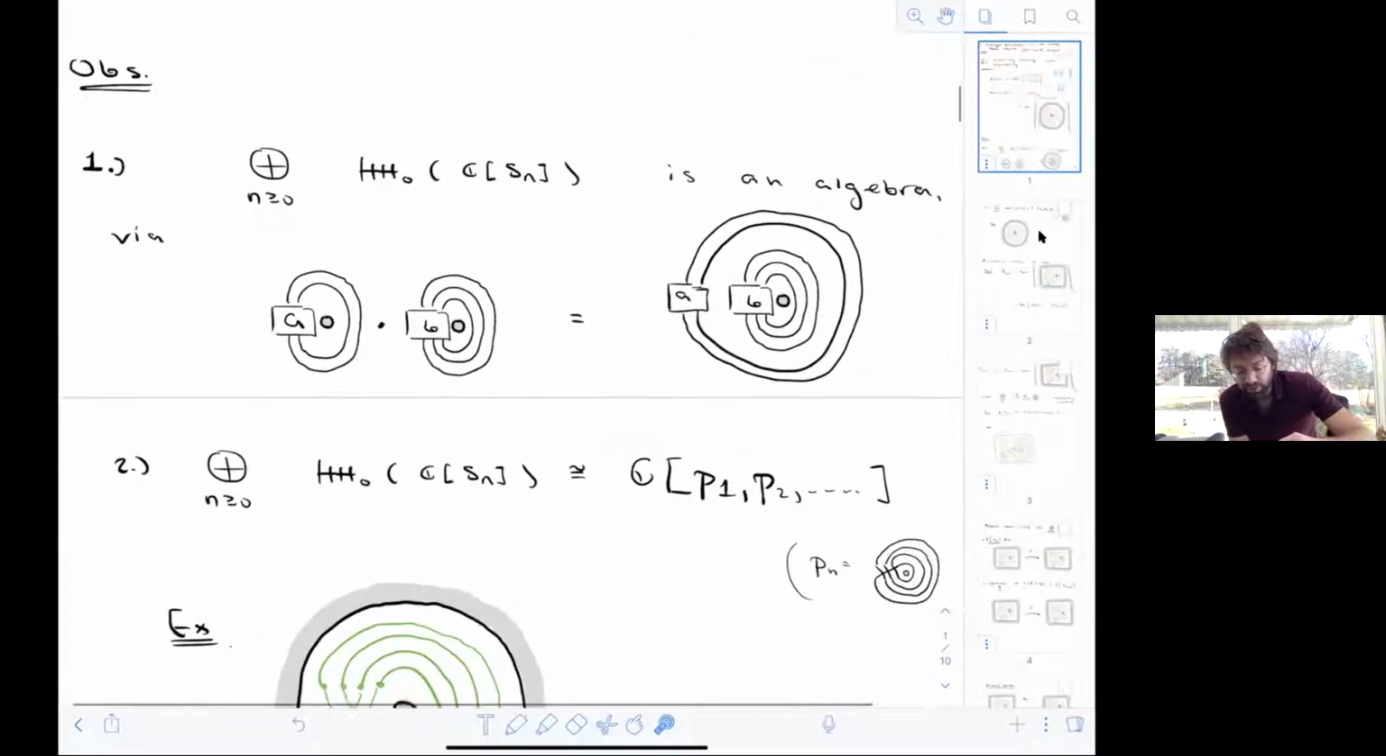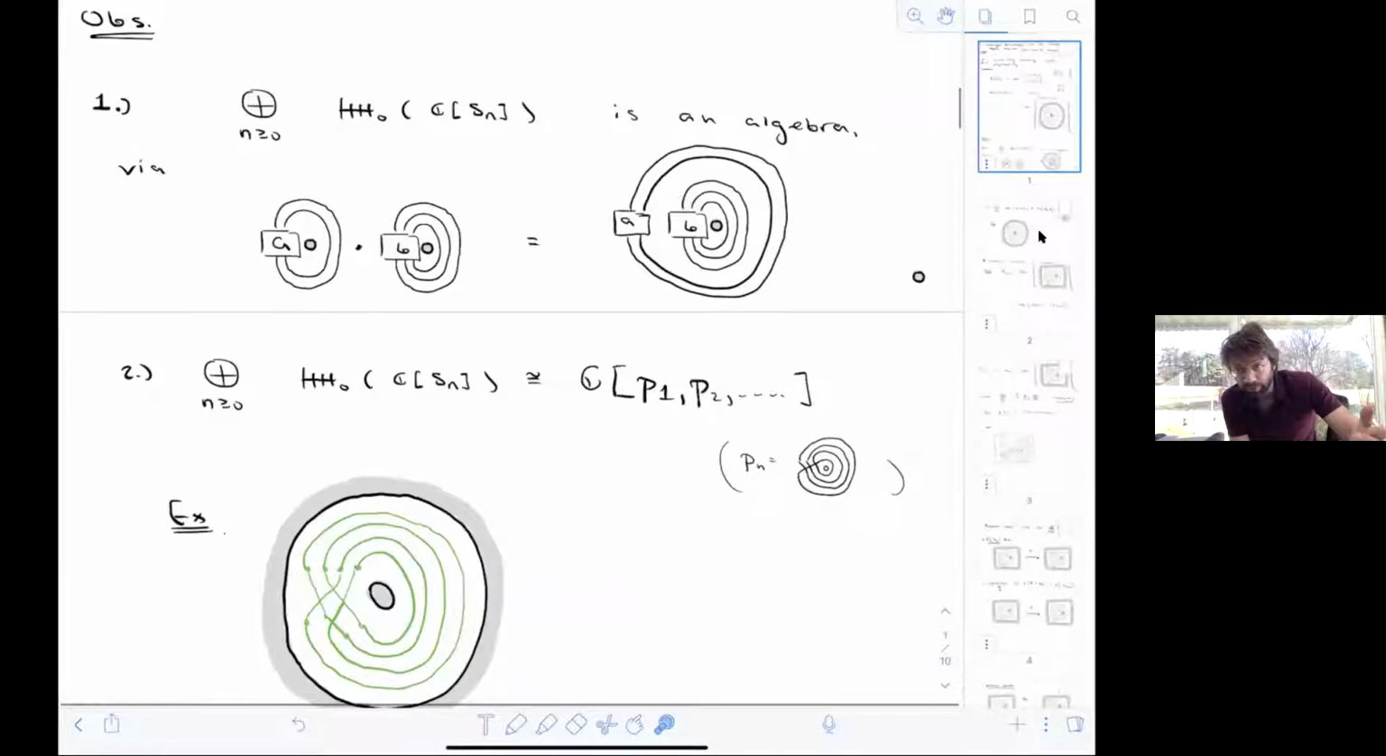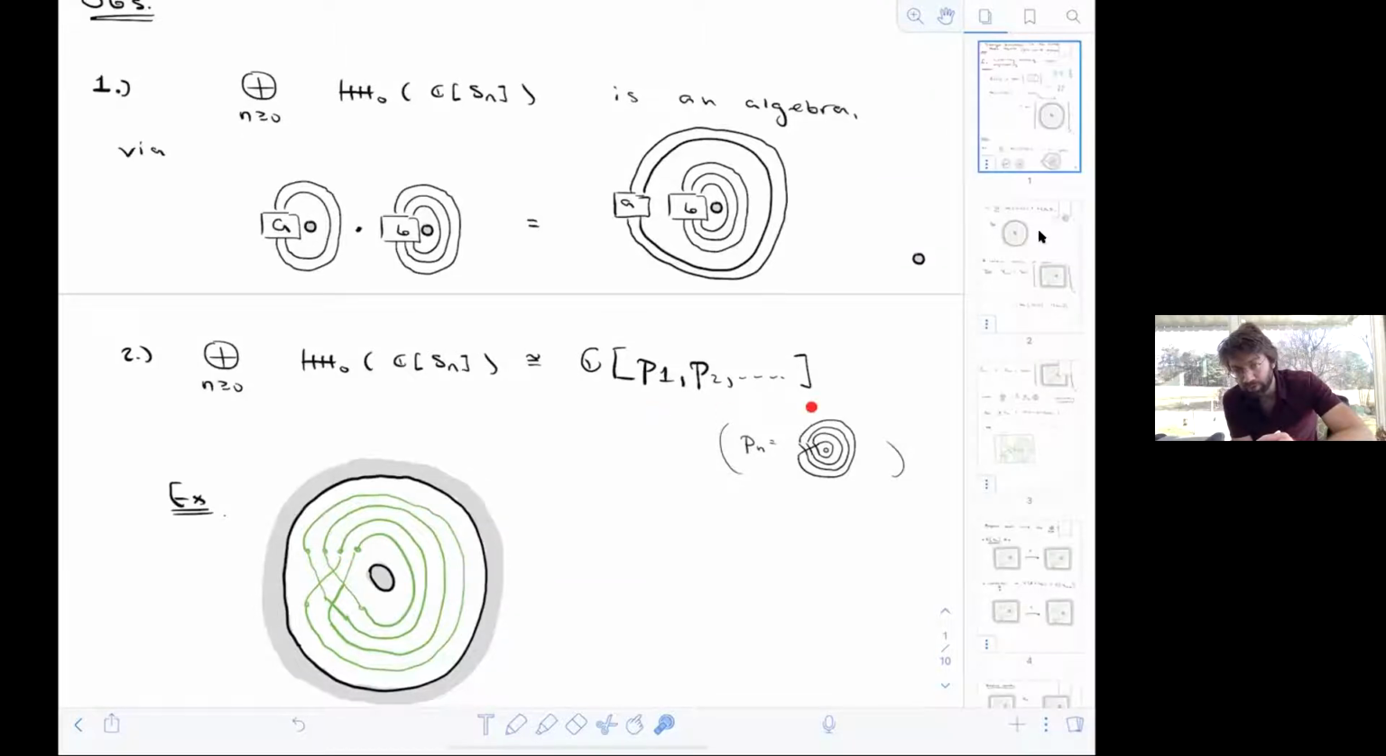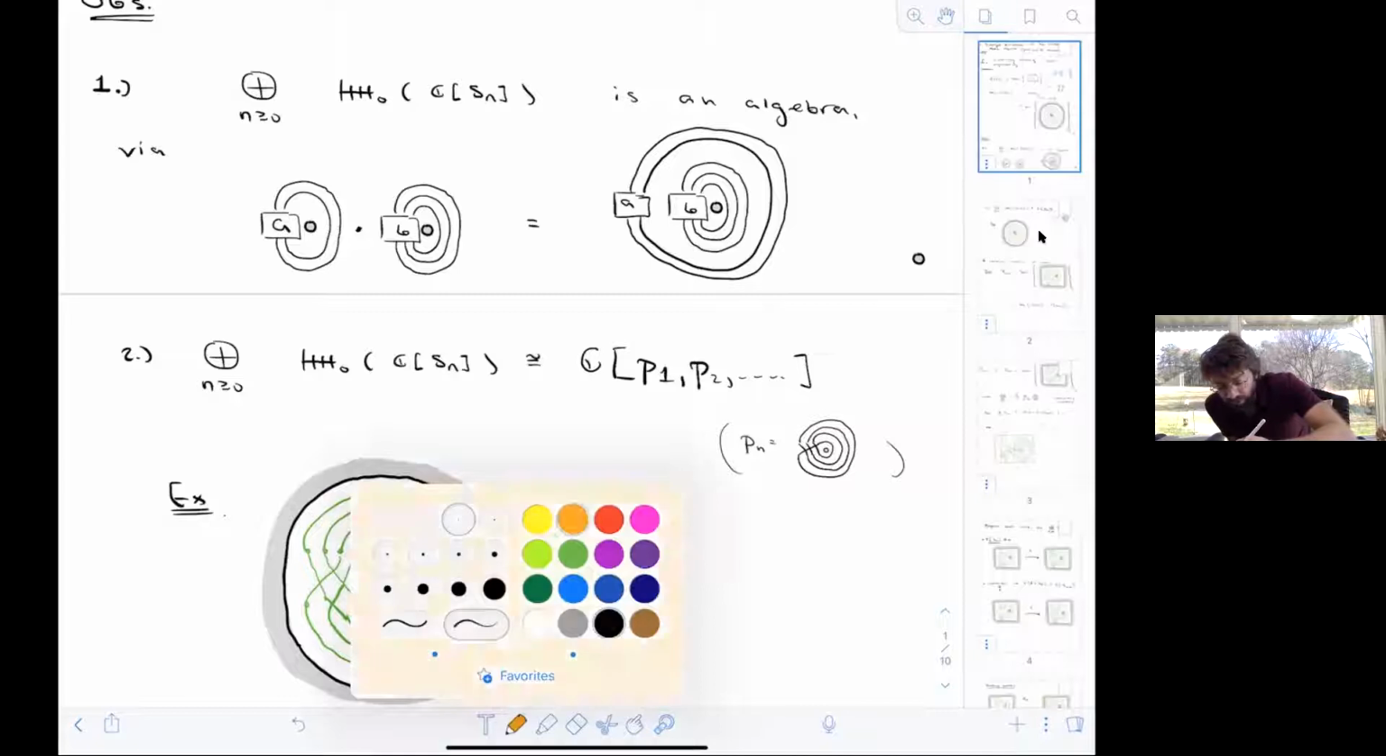This commutative algebra is in fact isomorphic to a polynomial ring in infinitely many variables. So we have this fact: the direct sum over all n of these string diagrams in the annulus is isomorphic to a polynomial ring in these generators p_n, where p_n is the component that loops n times around the puncture and comes back to itself. Again, because I'm modding out by homotopy, the only relevant information is the number of connected components, here 1, and the number of times it winds around the puncture, which is n.